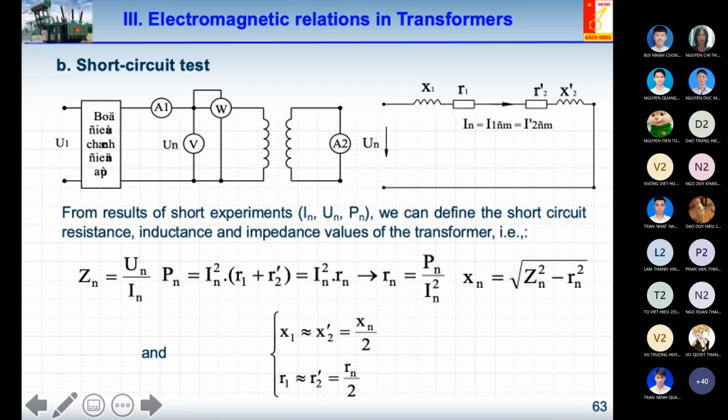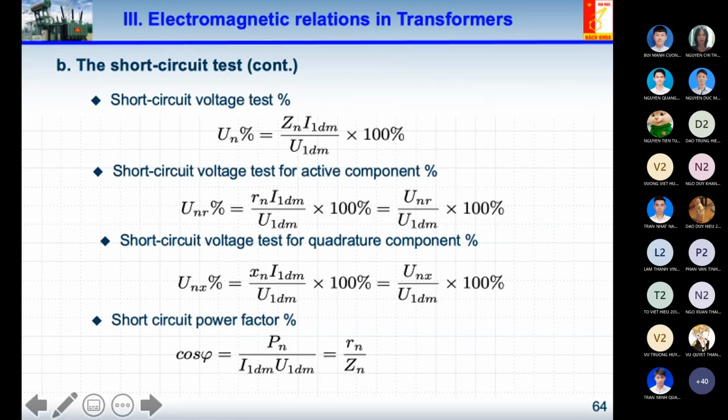Okay, and from the results of the short circuit experiment, we can define the short circuit current I, short circuit voltage U, and short circuit power, which can be calculated by this expression here. I would like to show you quickly about this, and based on this, we can define the short circuit voltage in percentage like this. Also the short circuit voltage for the active component in percentage, and also the reactive component in percentage here. And finally we can define the short circuit power factor like this.